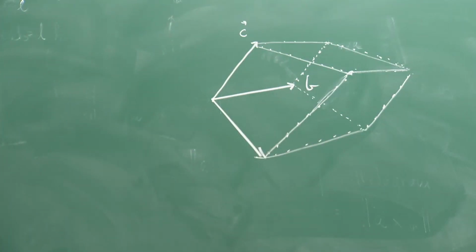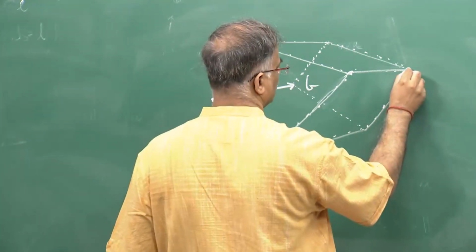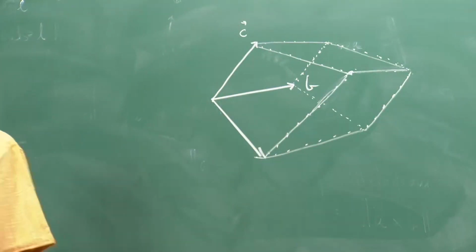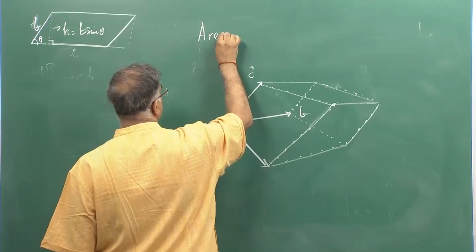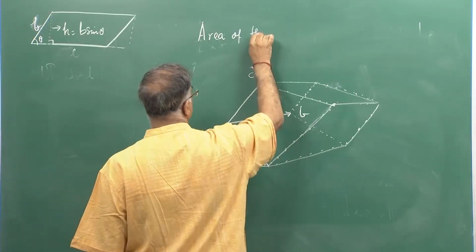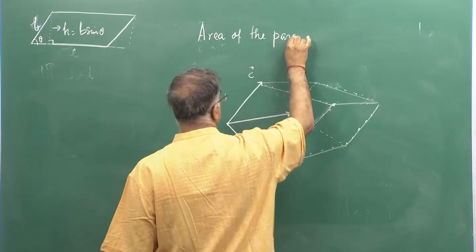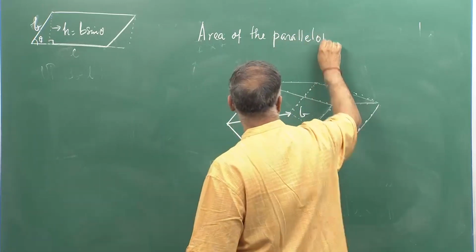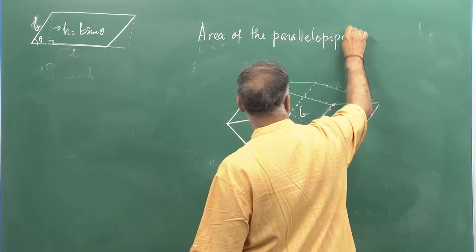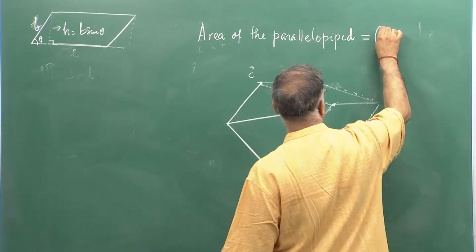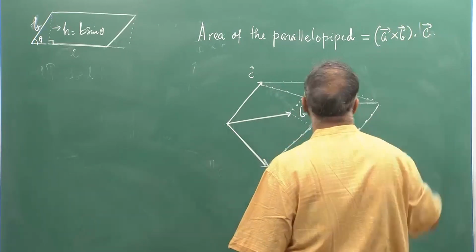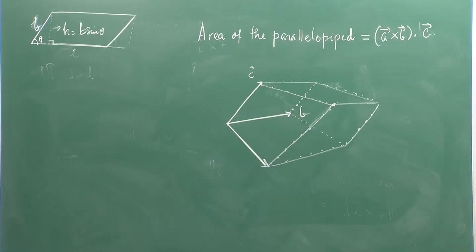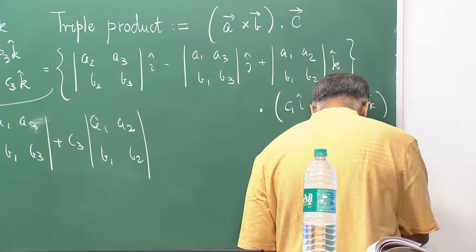It will be something like this. So this parallelepiped, this is called a parallelepiped. So area of the parallelepiped is actually... so we are showing how we can geometrically interpret the two notions that we have developed today.